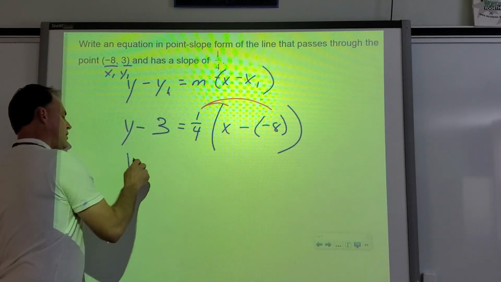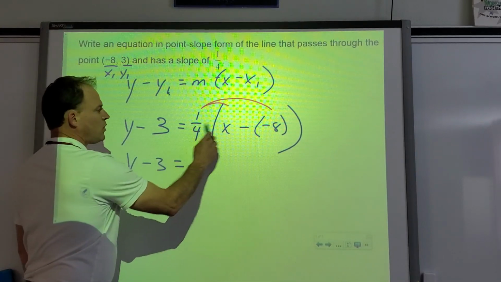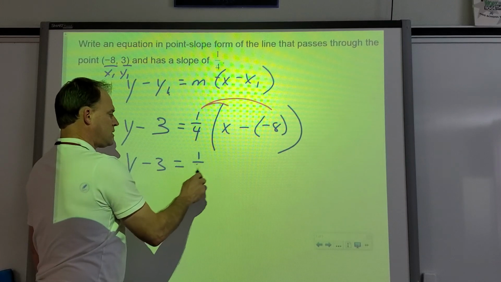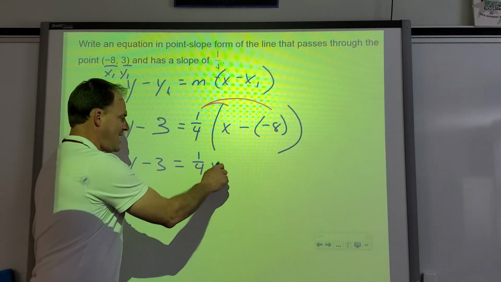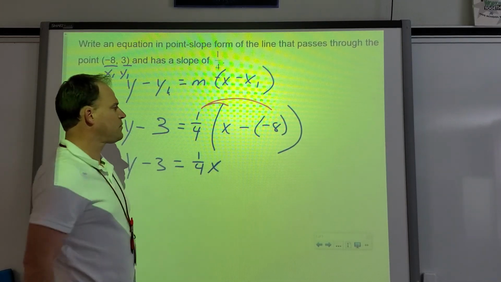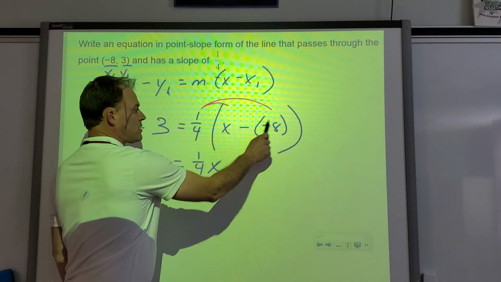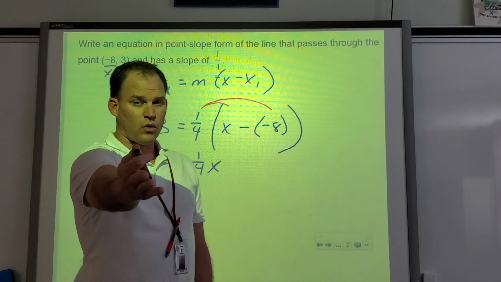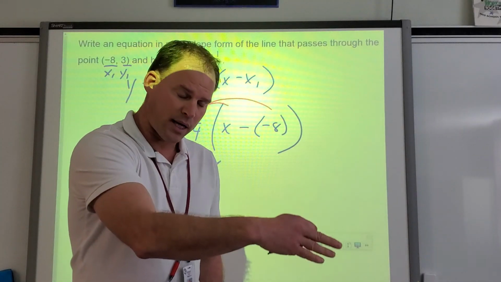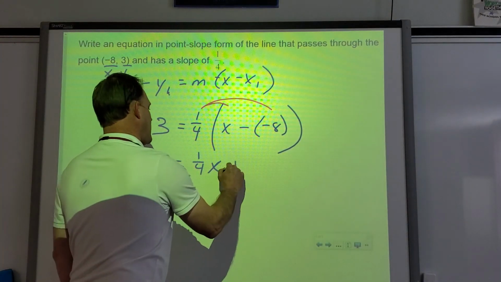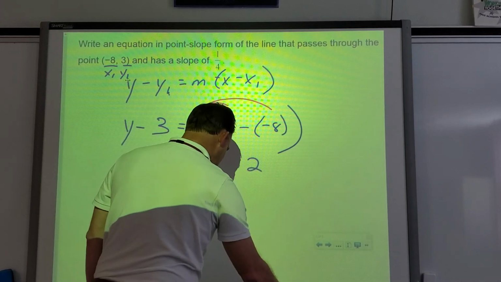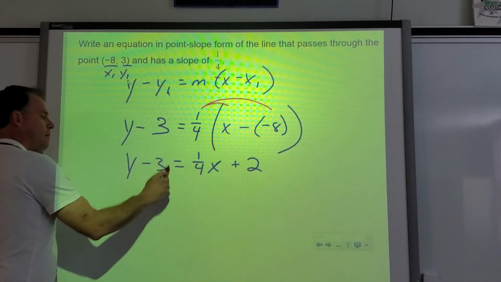Don't touch this side over here. When I distribute, 1/4 times x is just 1/4 x. That's all you need to write. Minus negative is plus. 1/4 times 8. Most of you aren't good at the fractions. Get out a calculator. 1/4 times 8 is positive 2. Now, I need to get the y by itself.